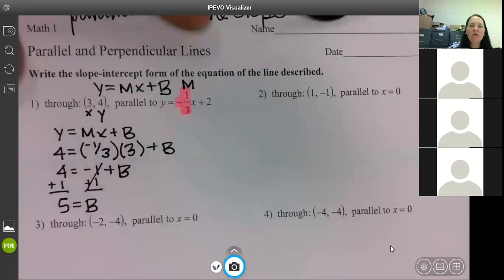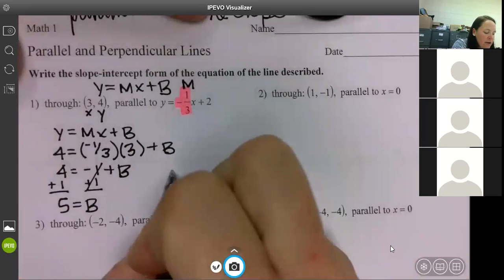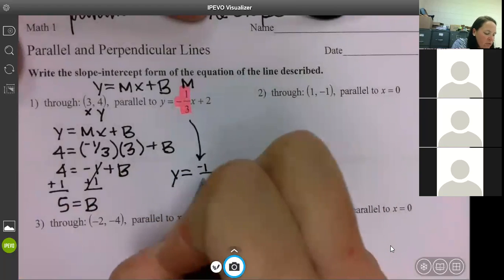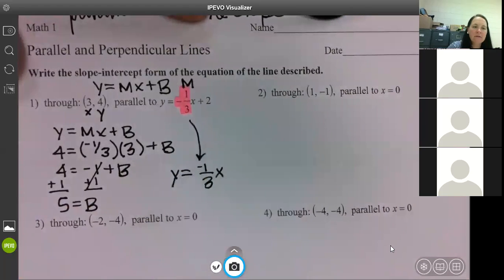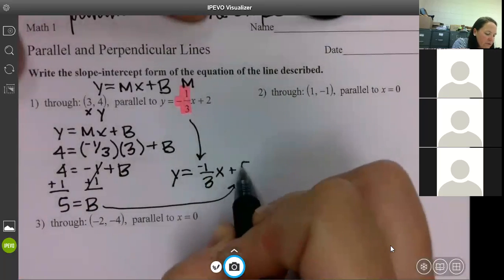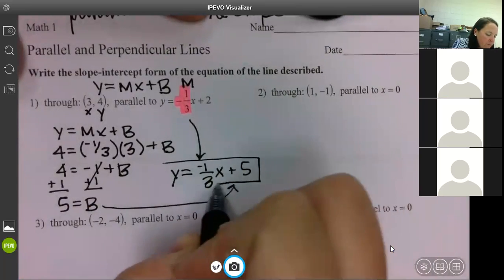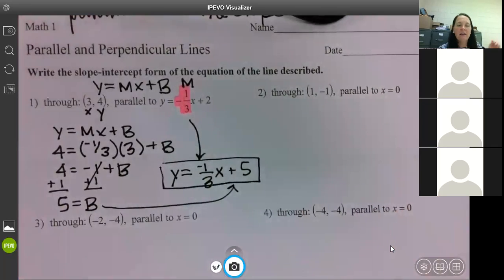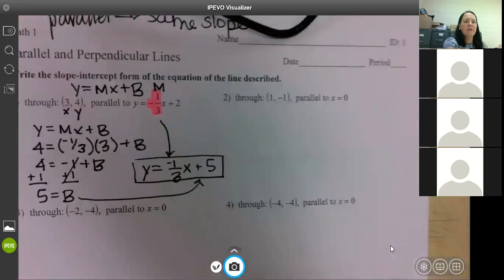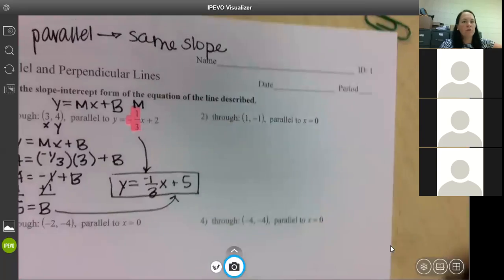So the last thing that you want to do is write your equation. Your equation is y equals the same slope, so -1/3 x, and then whatever you get for B, a +5. And that's your answer, -1/3 x plus 5. We're going to do it again on the other one.